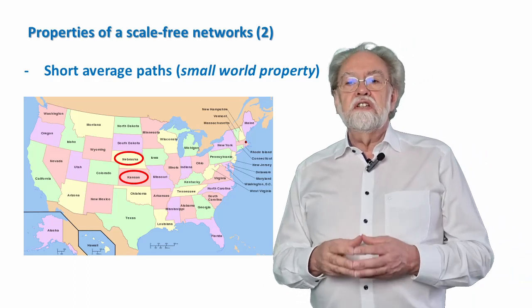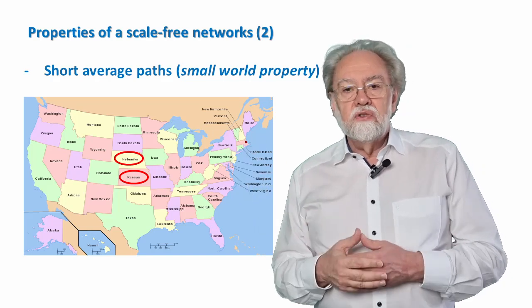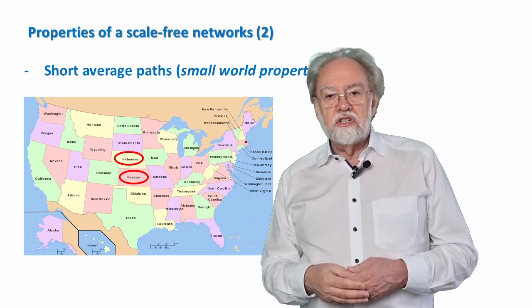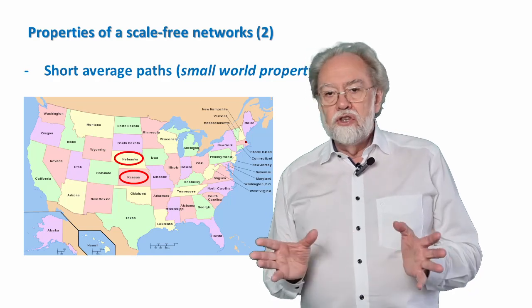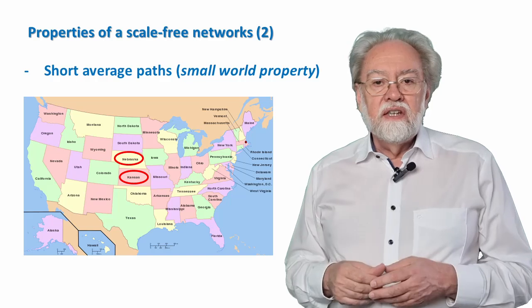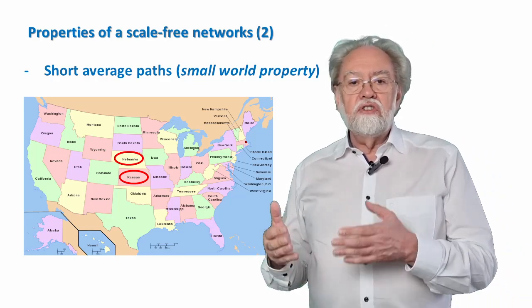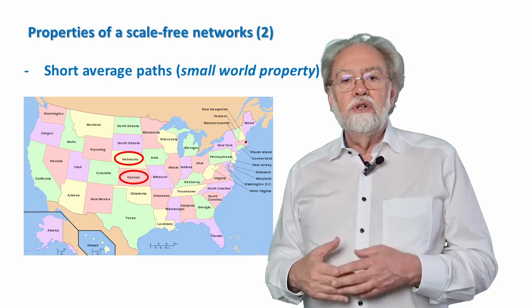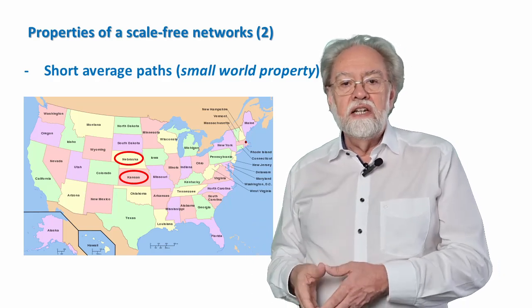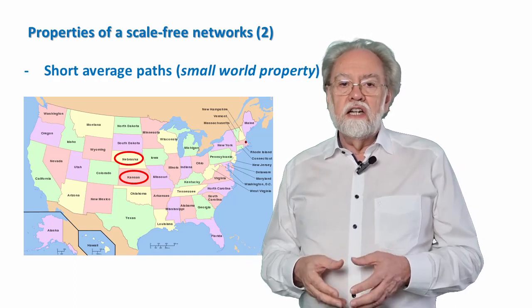50 randomly picked individuals in Kansas and Nebraska were asked to send a letter to a broker in Cambridge, Massachusetts. They did not know this person at all, they just knew his location. They were just asked to hand the letter over to another person, of which they assumed that he or she would be closer to the target person, either by location or by profession or any other criteria.